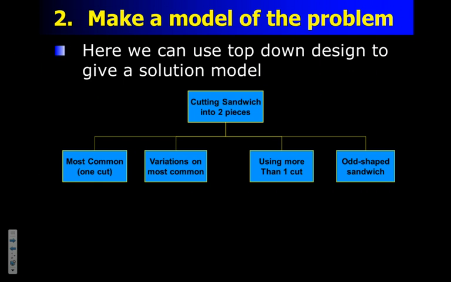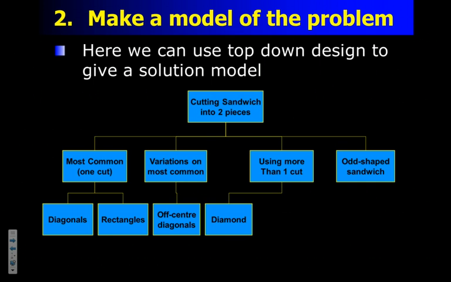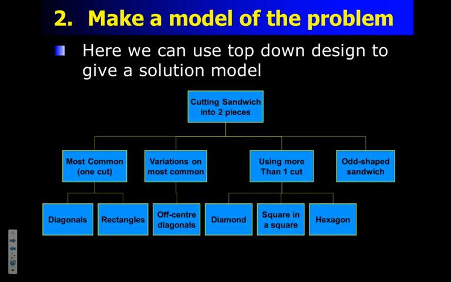I could use more than one cut. I could make a really odd-shaped sandwich. Let's break those up, okay? I could go on the diagonal, or I could go on the rectangular cut. I could go a little bit off the center, right? I could use a diamond shape or a square and a square or a hexagon shape or maybe some weird L-shaped sandwich. It's just, again, brainstorming and modeling out the solution.